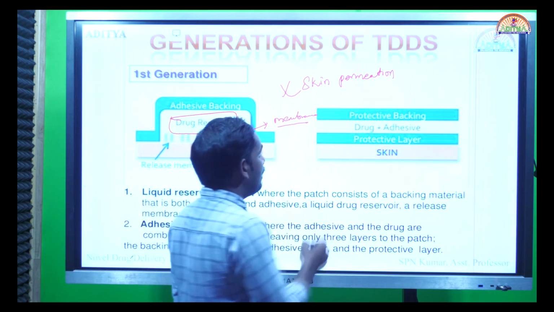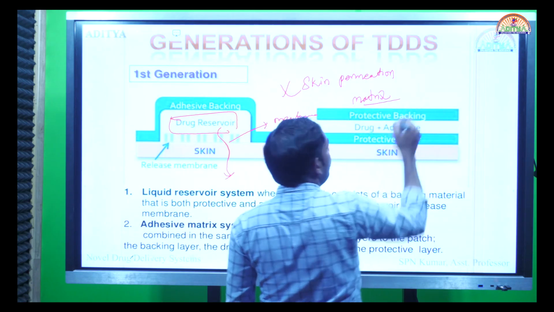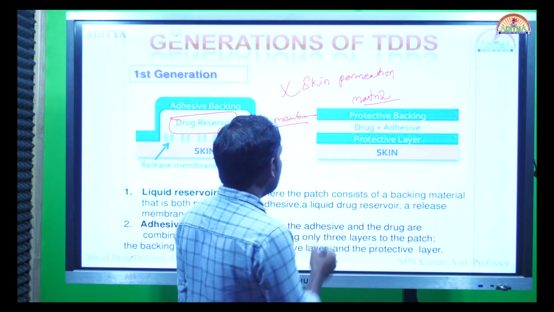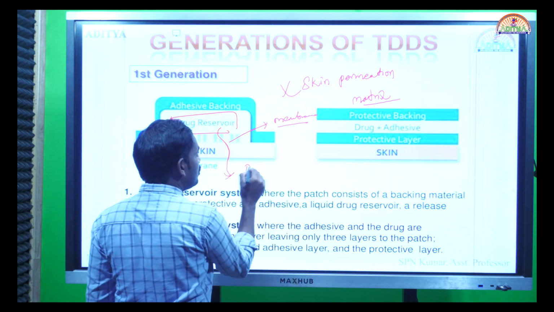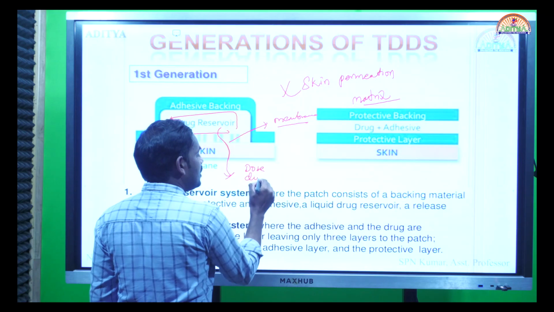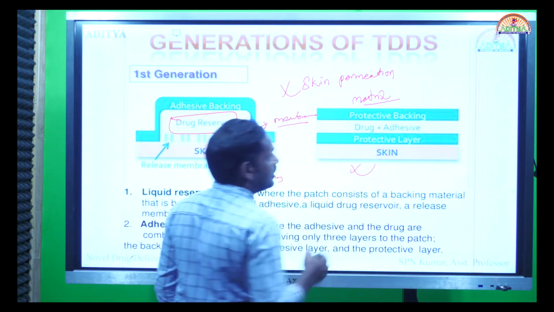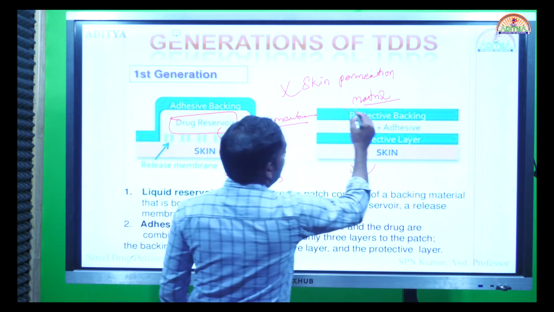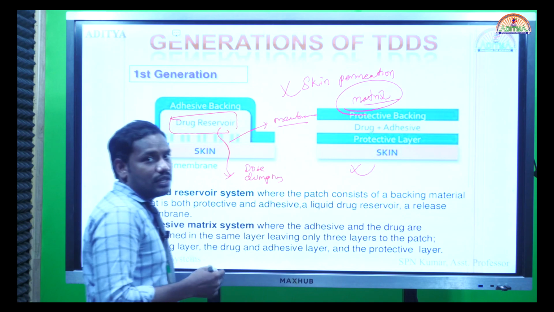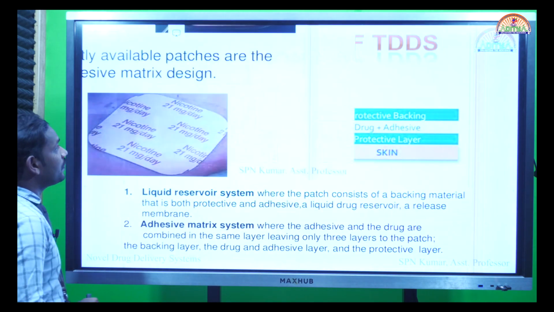There is also a matrix system, where the drug is mixed with the adhesive or polymer, such that even if there is a rupture to the membrane, there is no problem. The problem with the drug reservoir system is that dose dumping will be present. Such a dose dumping mechanism will not be present with the matrix system. So when you are asked which one is more superior, matrix systems are more superior, as they cause lesser release of drug into the body and there is no dose dumping.